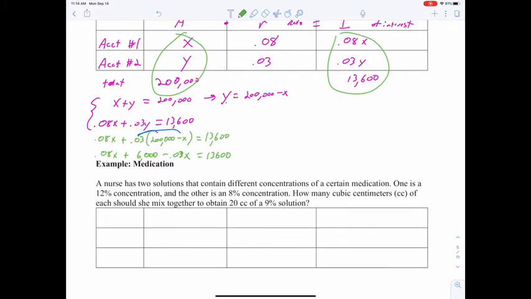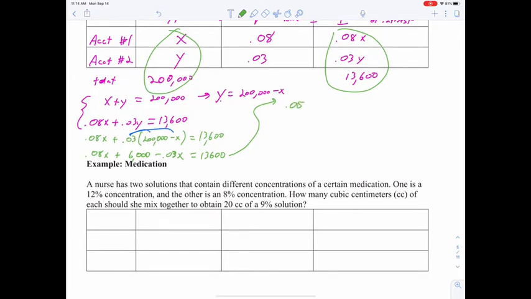Now we keep playing the algebra game. First step, combine like terms. 0.08x minus 0.03x, be careful with those decimals, right? That's going to give you 0.05x. 0.05x plus 6,000 equals 13,600.